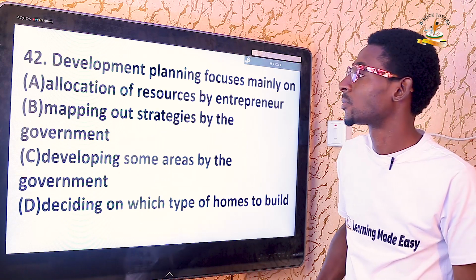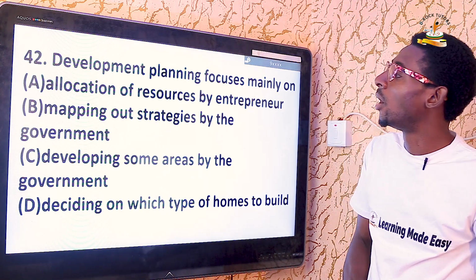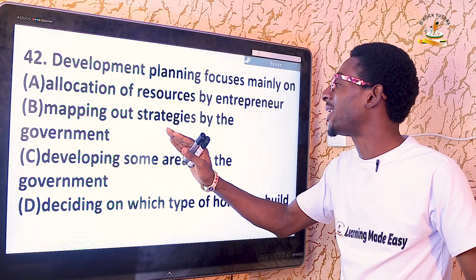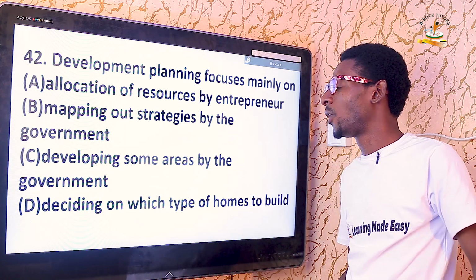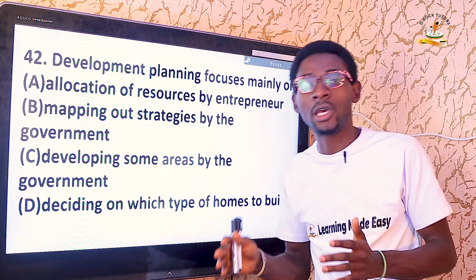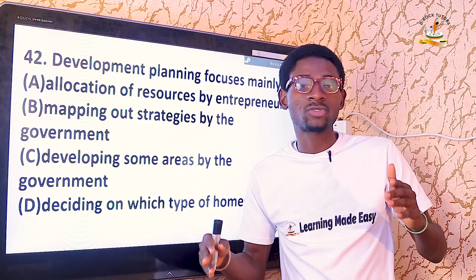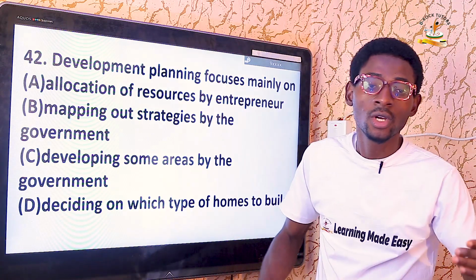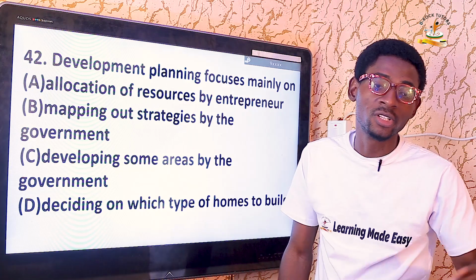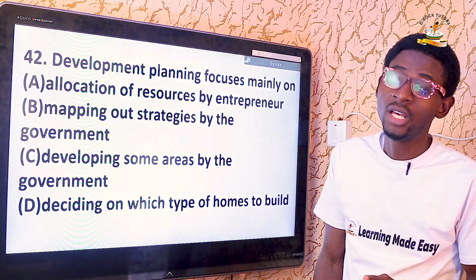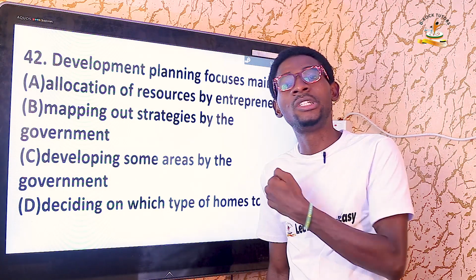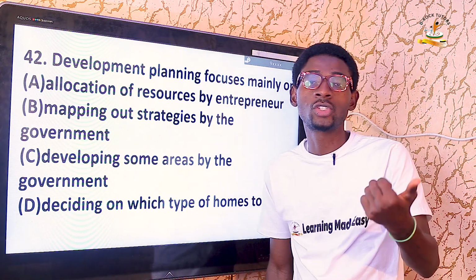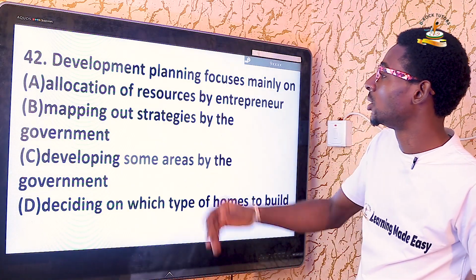42. Development planning focuses mainly on mapping out strategies by the government. It involves when the government sits down and has a committee, and such committee maps out strategies, or the next plan on how to produce this, on how to do that, on industrialization, commercial policy, and the likes. Now they are all under development planning, and that was what we're talking about under the fiscal policy. And this is with the generation of government revenue, government expenditure, and what are the effects of such on the economy of a nation. So there is option B.